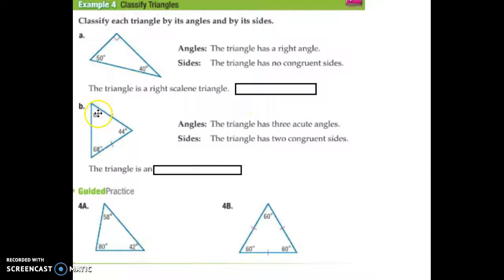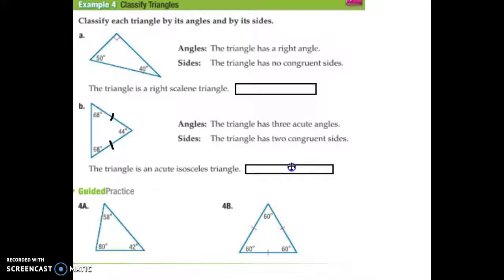B. If I look here, acute, acute, acute. So this is an acute triangle. All 3 angles are acute. Now these dashes mean the sides are congruent. So if they put those dashes there, like that and that, that's telling me those sides are equal. So I have at least 1 pair, 2 sides that are congruent. That tells me it's an isosceles triangle. So I combine those 2 together. It's an acute isosceles triangle.